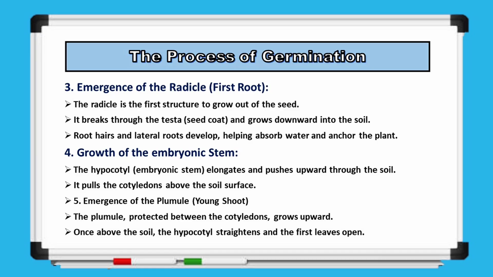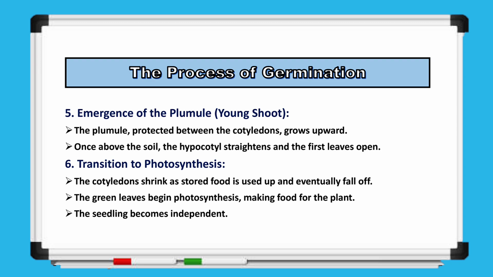The hypocotyl elongates and pushes upward through the soil. As it grows, it pulls the cotyledons above the surface of the soil. The fifth stage is the emergence of the plumule. The plumule, which is protected between the cotyledons, grows upward and develops into the shoot. Once it reaches the surface, the hypocotyl straightens and the first leaves begin to open.